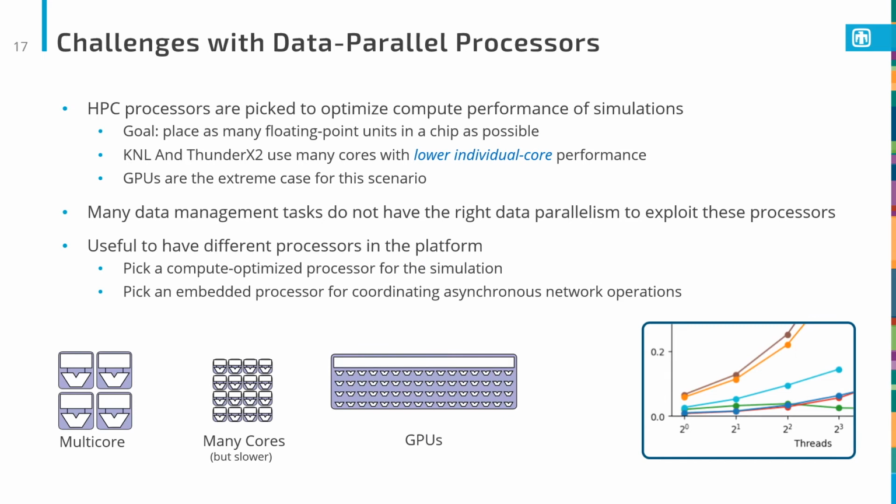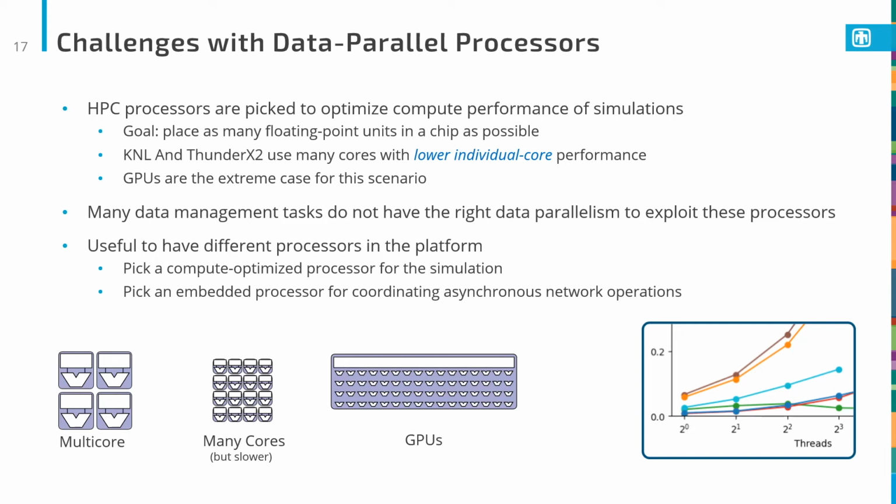Looking closer at the results of the previous slide reveals some hard truths about HPC architecture. When designing new platforms, system architects focus on maximizing simulation performance. In most cases, this drives the need to get as many floating point units in a chip as possible. General purpose processors such as the KNL and ThunderX2 follow a strategy of packing as many cores into a chip as possible, even if it means individual core performance is slower. GPUs are the extreme case for this scenario.